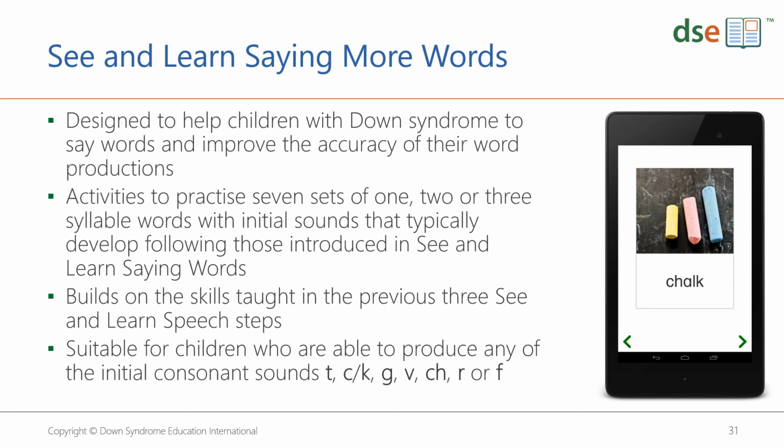See and Learn Saying More Words is the fourth step in See and Learn Speech. It works like saying words. It's designed to improve accuracy of word production. Now we have sets of words that start with more difficult sounds, and those are listed at the bottom of the slide, but you're going to go through the same activities. Different set of words, different sound patterns to practice, and you're going to do this based on starting when your child actually is attempting words that start with a t or a g or a ch. In exactly the same way as I've already described, the words you practice will depend on your own child's sound production and the words they're attempting to say.